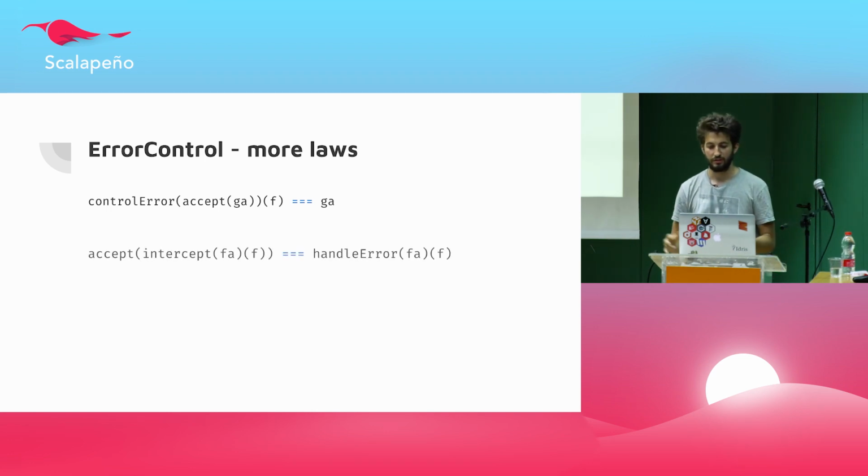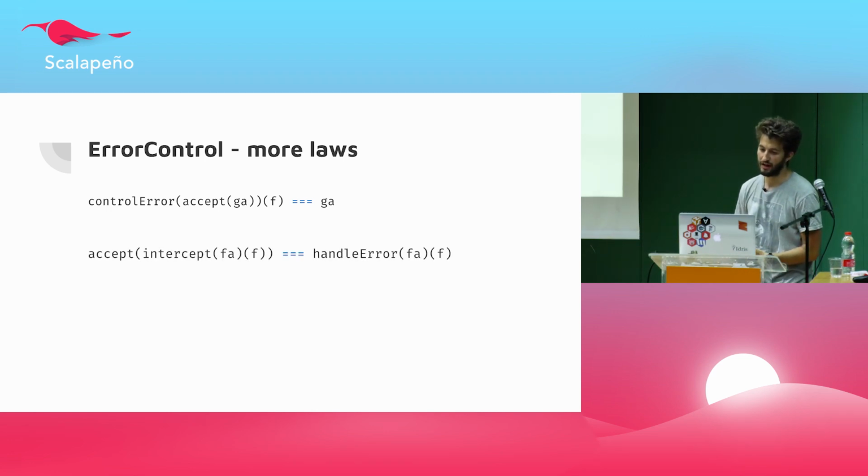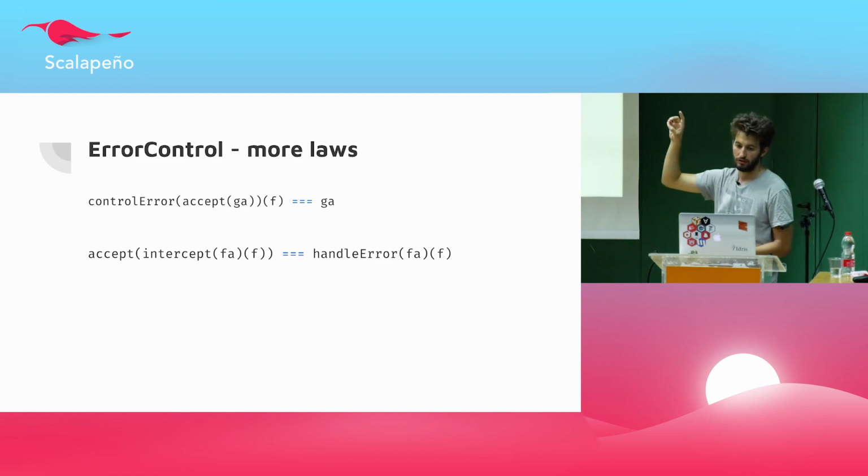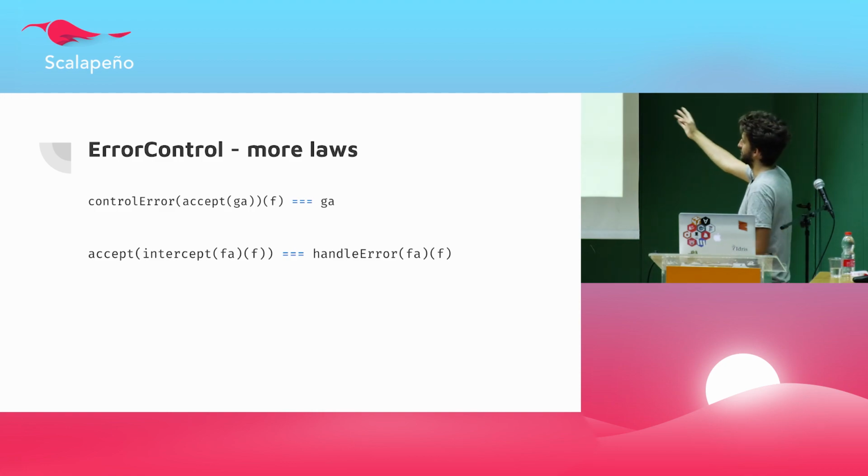We can also define something like this. It says that this handleError function is from MonadError, and it's basically like the intercept function, but it returns an f instead, right? And that, of course, has to then be the same as accepting intercept.